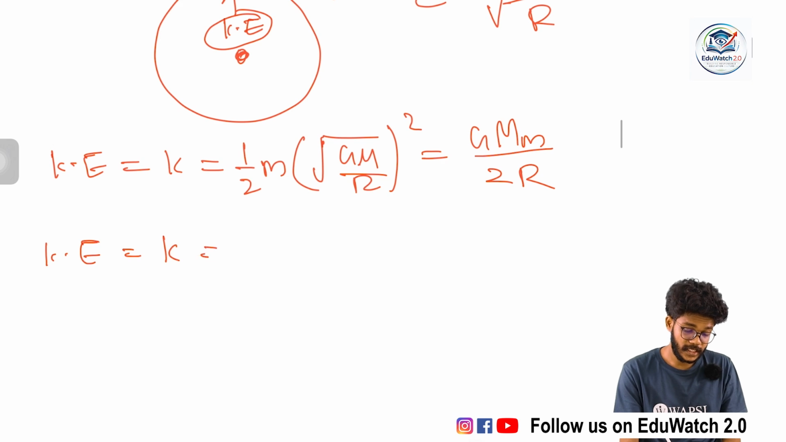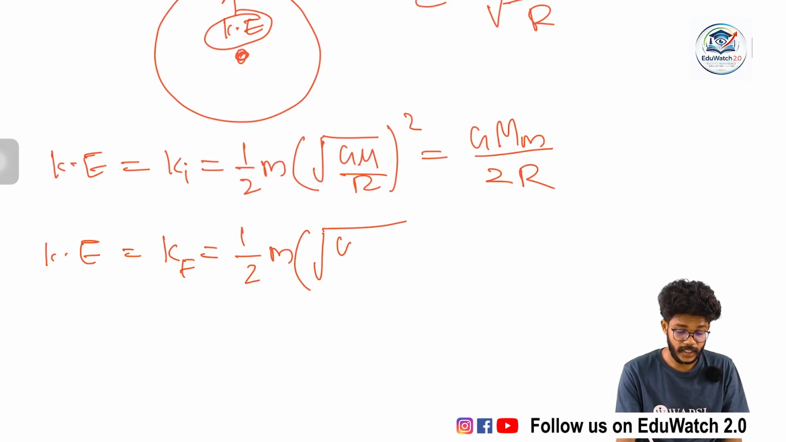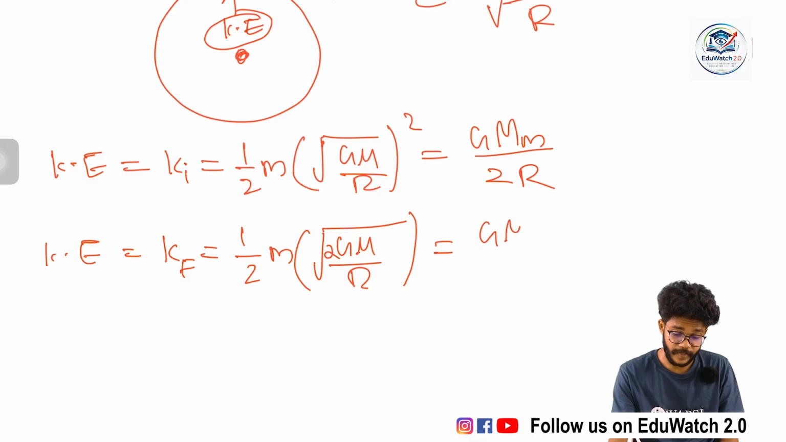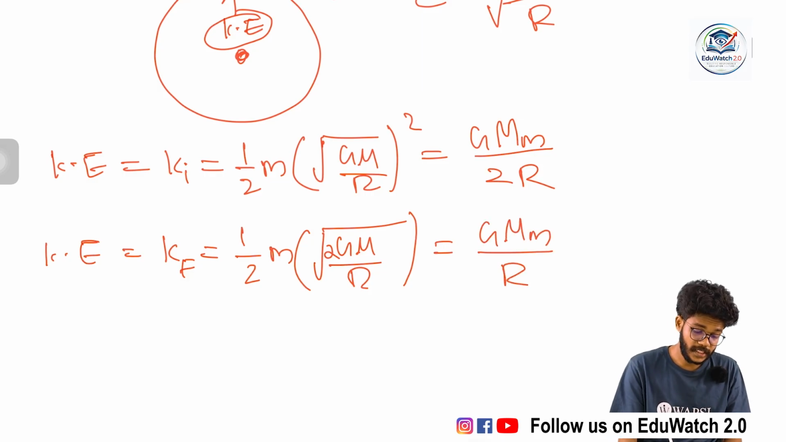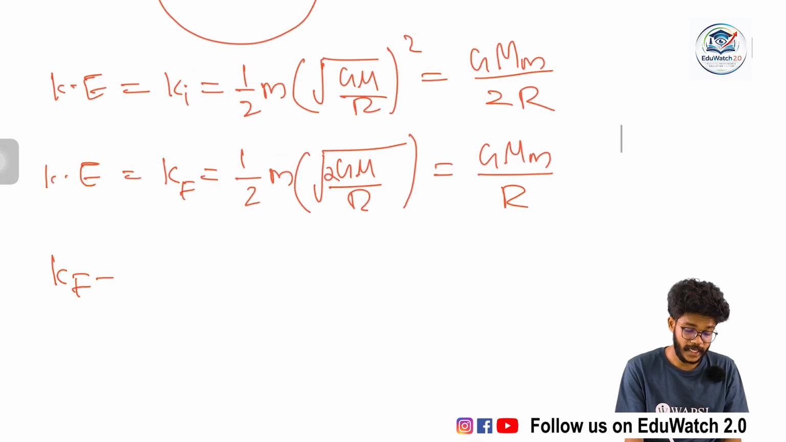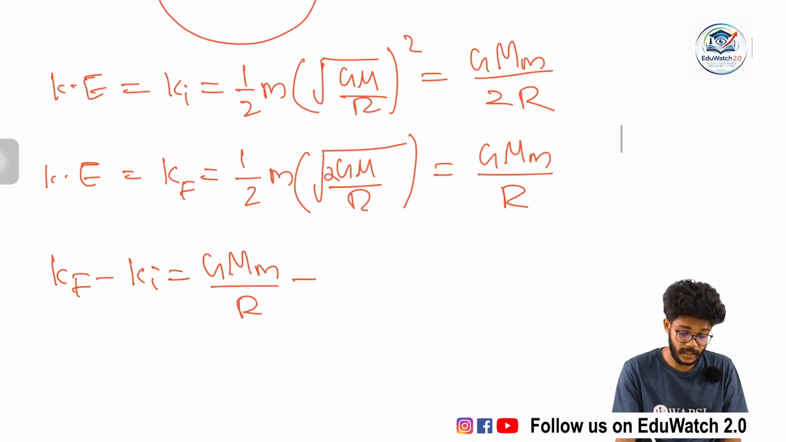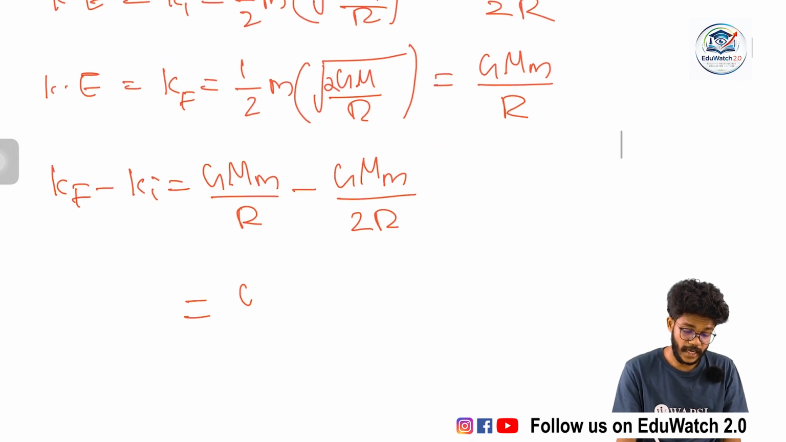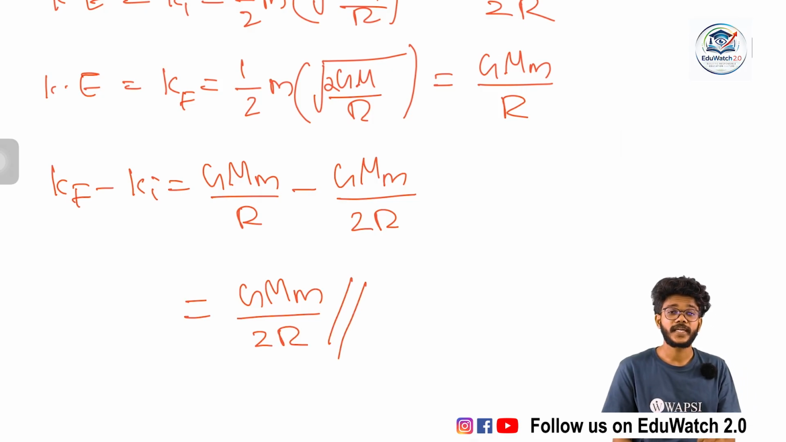Okay, and the kinetic energy of escaping, if the particle is escaping from the orbit, then the kinetic energy final, and this can be the kinetic energy initial. The kinetic energy final is half m into the square of root of 2GM by r, which is nothing but GMm by r. So the change in kinetic energy, Kf minus Ki, is equal to GMm by r minus GMm by 2r, which is equal to GMm by 2r, which is equal to the initial kinetic energy.